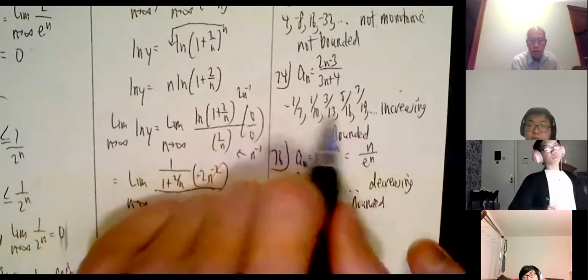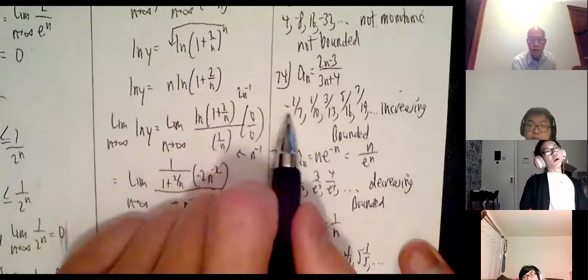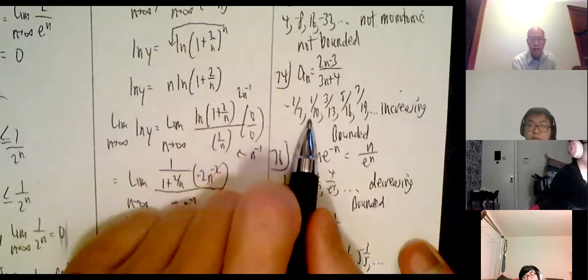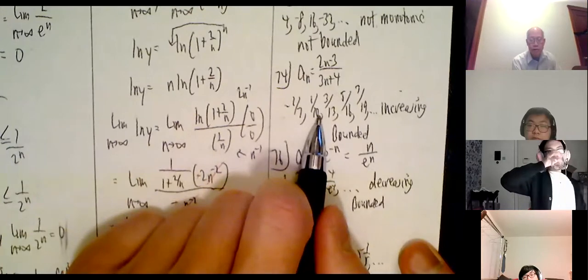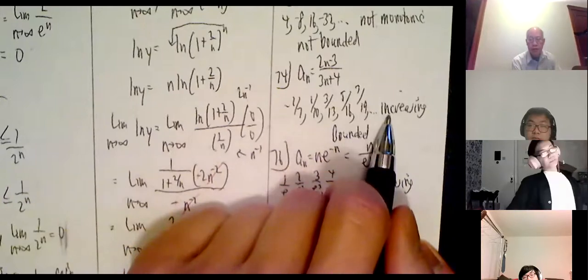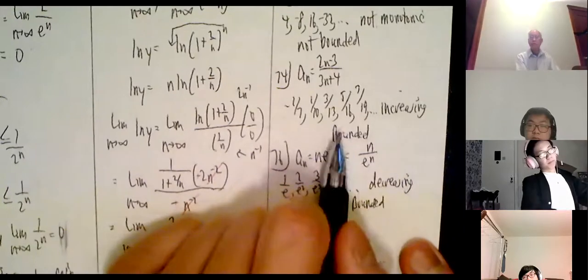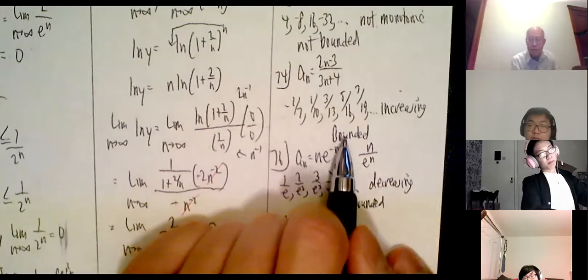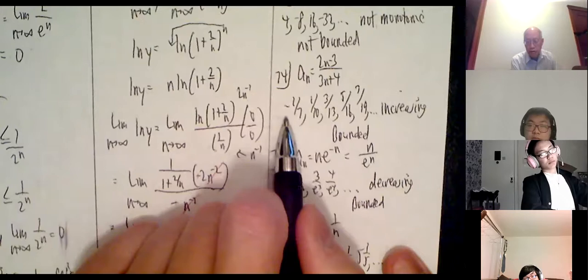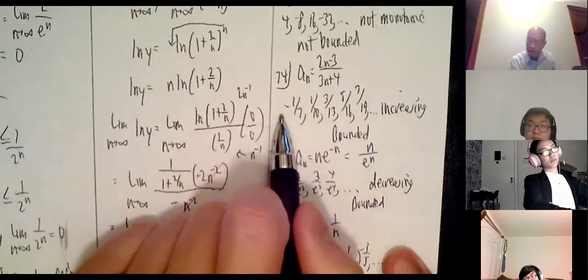Okay, so if you look at the pattern, it does seem to be increasing, right? It does get bigger. Well, negative to positive is already bigger. This is like 0.1. This is 0.2 something. And it does get bigger, so it's increasing. Is it bounded? Yes. Is it bounded below? Well, yeah. All the numbers are greater than or equal to -1/7.